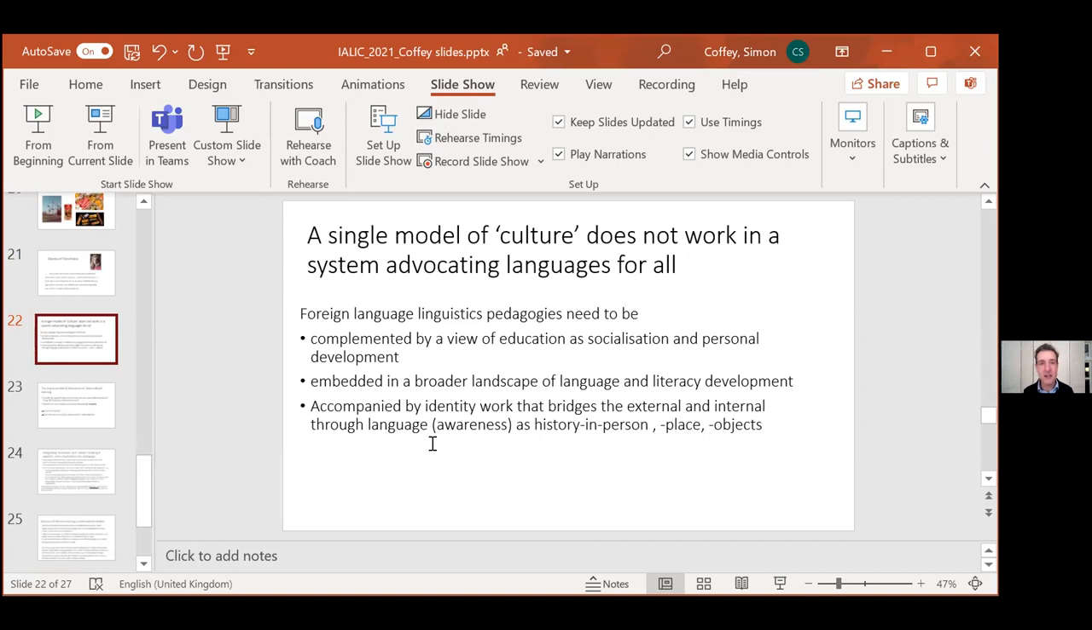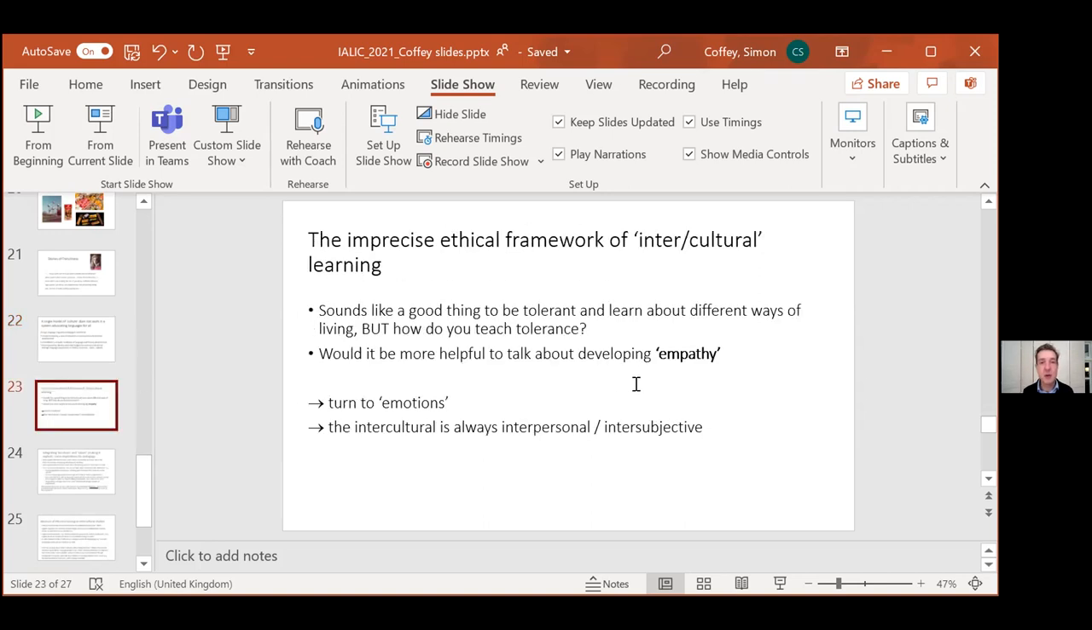I'll reference that in a moment, I'm running out of time. I've already heard from other people the importance of history in a person, the autobiography thing, but also relationship to place and relationship to objects. I'll just plug Christina's new book that's coming out, which talks about that, our relationship to objects.